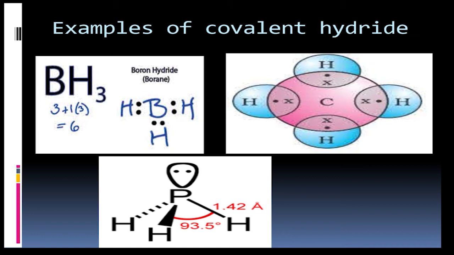And for your information, I should inform you here, as you have seen already in the previous slide, that boron belongs to group number 13, carbon belongs to group number 14, and phosphorus belongs to group number 15.